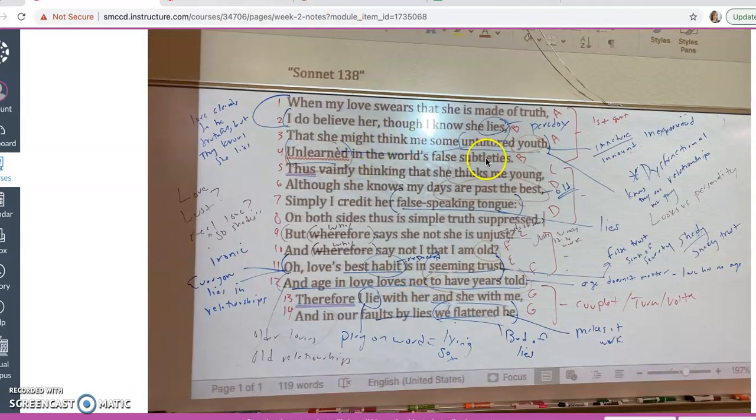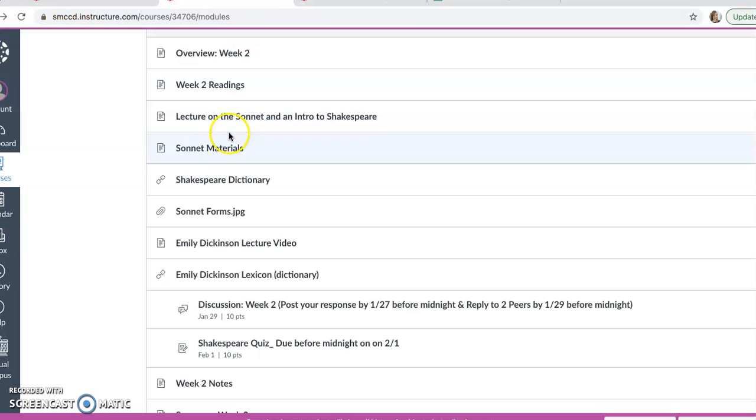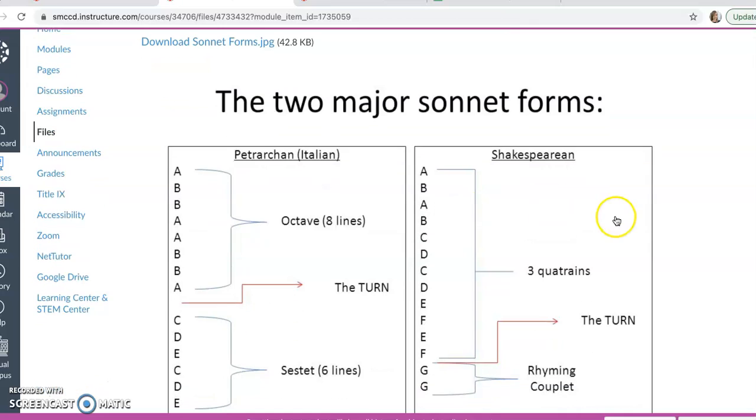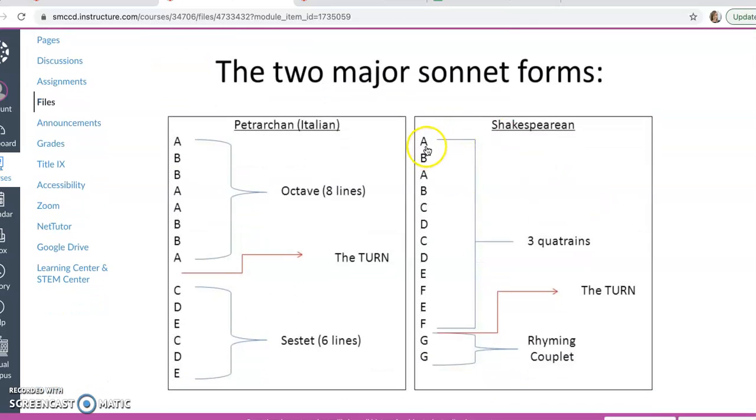Okay, so as we're looking at this poem, I just want to remind you about the sonnet forms. When we're talking about sonnets, it might be important. In a Shakespearean sonnet, we have 14 lines with a very important rhyme scheme. It goes A, B, A, B, C, D, C, D, E, F, E, F, and then a rhyming couplet, G, G. This could change depending on the poet, but this is the standard.